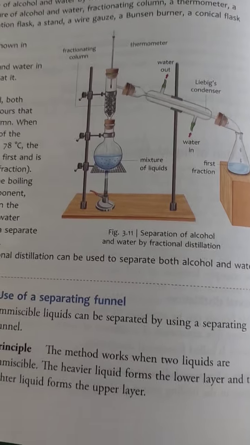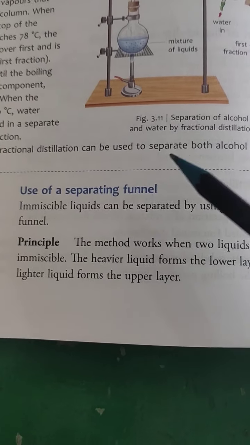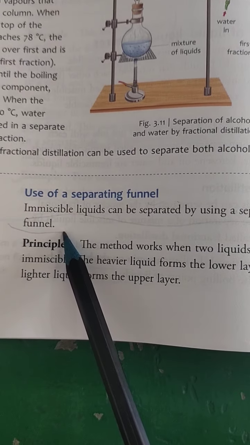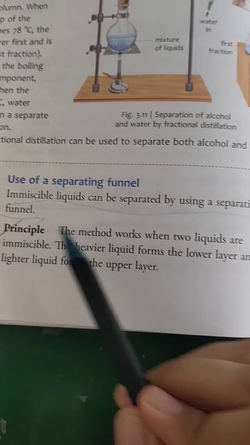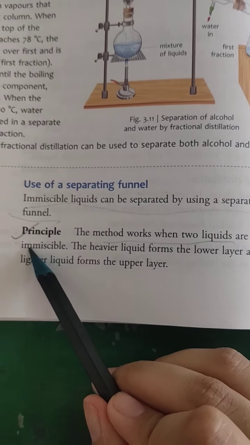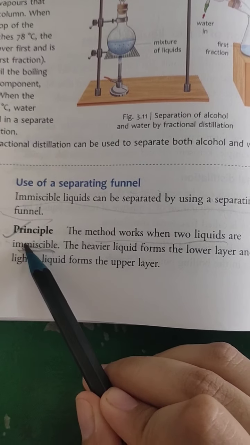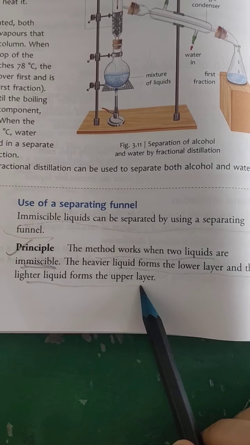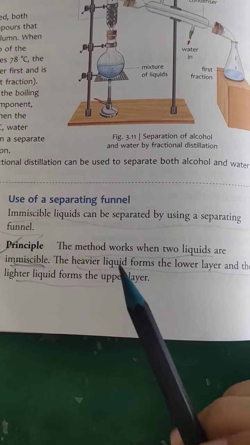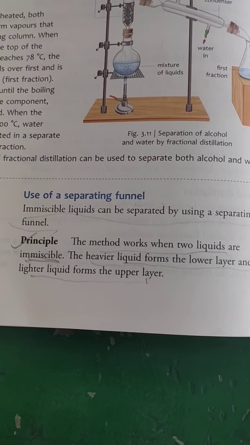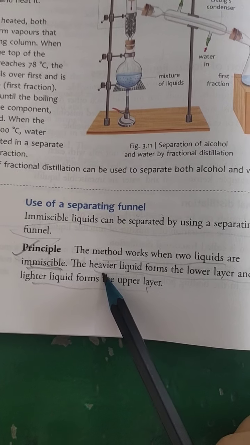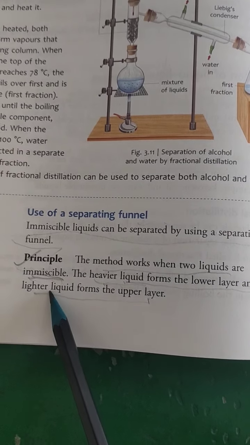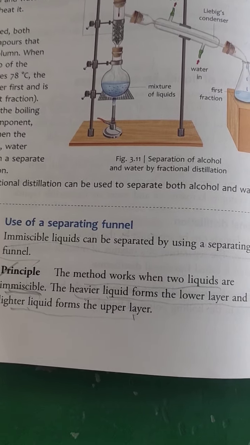Okay. Now the next method is using a separating funnel. Immiscible liquids can be separated by using a separating funnel. The principle behind it is that the method works only when the two liquids are immiscible. The heavier liquid forms the lower layer and the lighter liquid forms the upper layer. Whichever liquid in the mixture has the heavier weight will be at the lower level, and the one with the lighter weight will be on the upper layer.